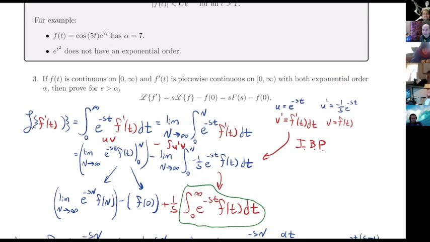So this thing that I circled in green, what does that look like? What can we call that? It should look familiar.